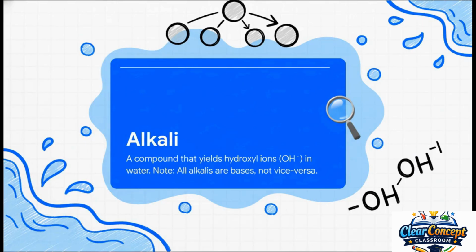Now, on the flip side, we've got bases. And there's a special type of base called an alkali. An alkali is just a base that happens to dissolve in water. When it does, it produces negatively charged hydroxyl ions. That's the OH- you see there. The easiest way to think about it is like this: all alkalis are bases, but not all bases are alkalis. Kind of like how all squares are rectangles, but not all rectangles are squares. It's an important little distinction.